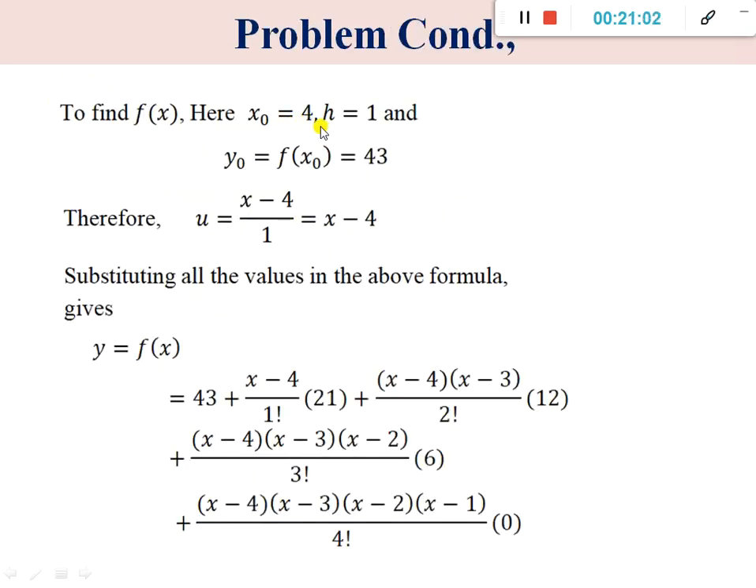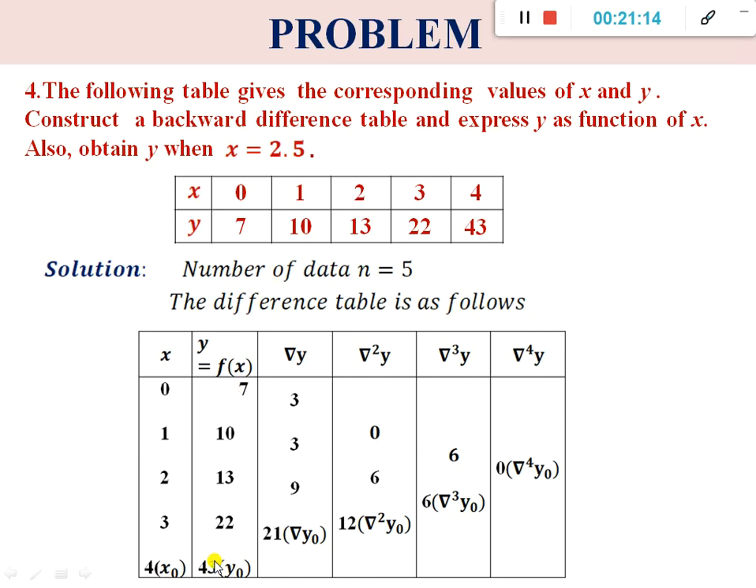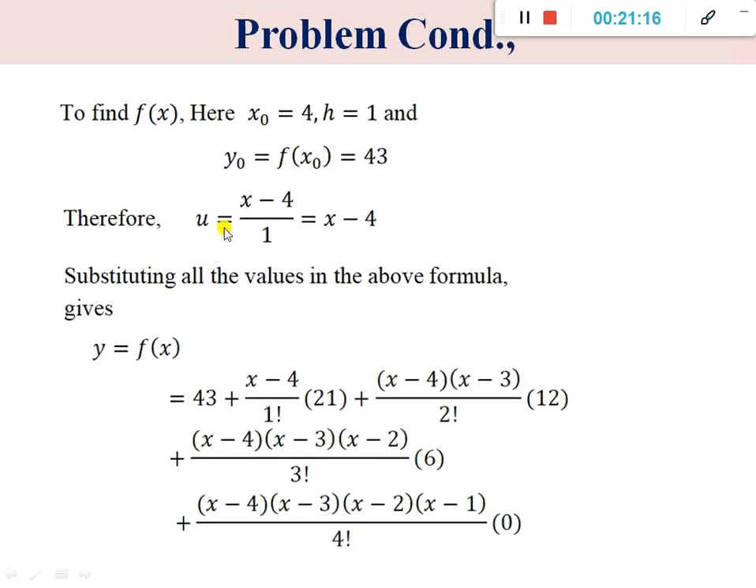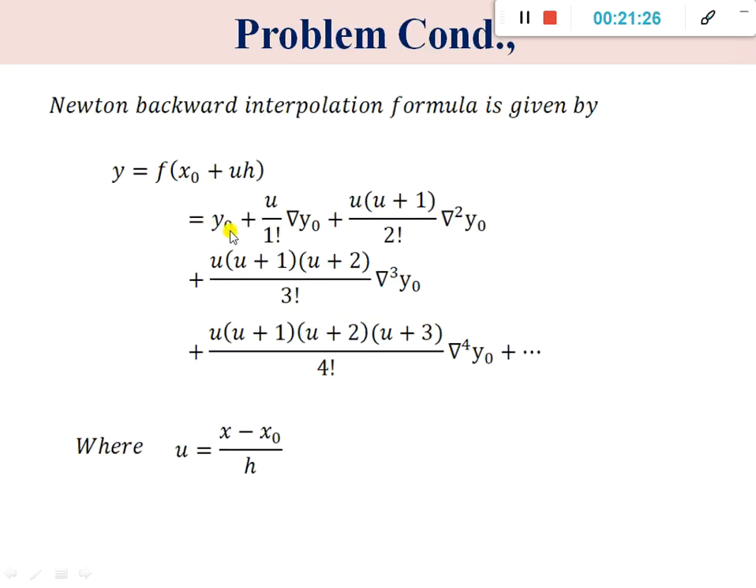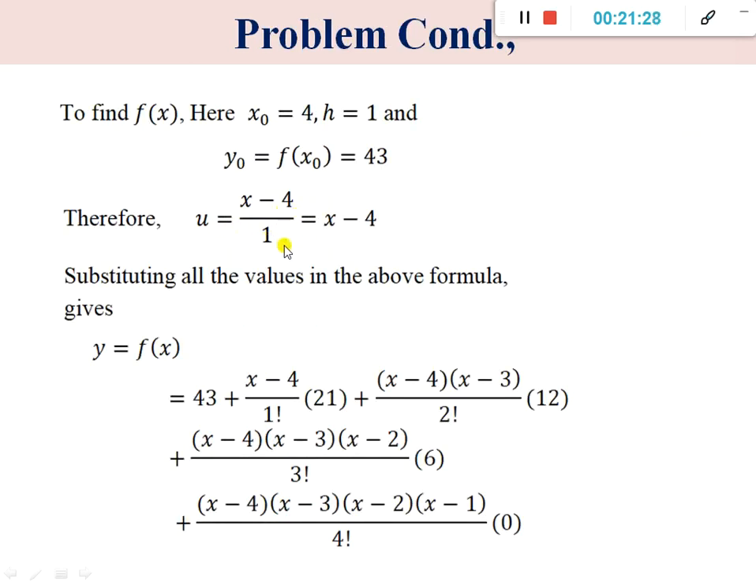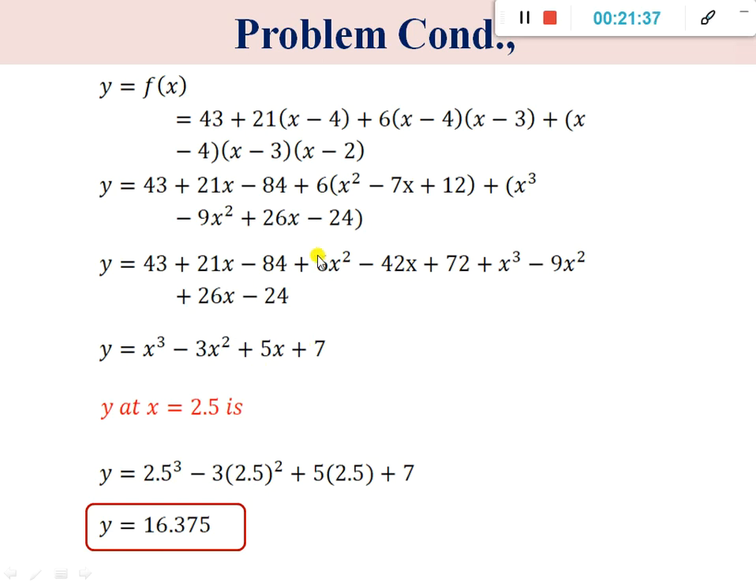Now from the above table we get x naught is equal to 4, and h is the difference of x, that is 1, and y naught is equal to 43. Now u is equal to x minus x naught by h, that is equal to x minus 4. Substituting all the values in the above formula, we will get this structure. After simplifying this, we will get the polynomial x cube minus 3x square plus 5x plus 7.